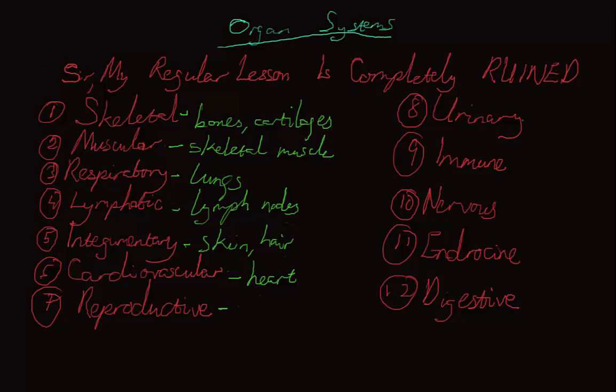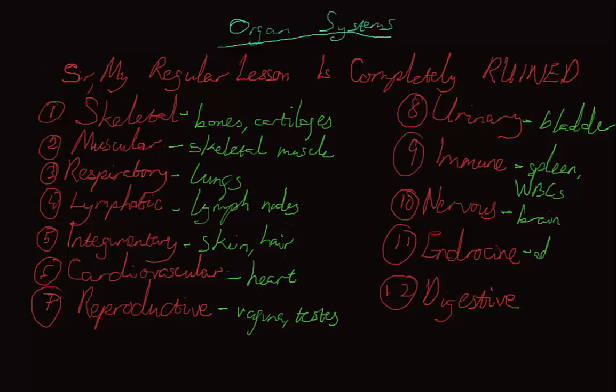Reproductive, for the females, we have the vagina. For the males, we have the testes and the penis. For the urinary system, we have the urinary bladder and the kidneys. For the immune system, we have the spleen. We have the white blood cells. For the nervous system, we have the brain and spinal cord. For the endocrine system, we have the adrenal gland and the hypothalamus. For the digestive, my all-time favorite, we have the stomach and esophagus, amongst others.